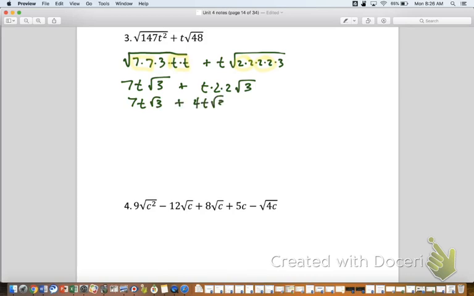root 3. And you realize that not only are they like radicals, the variables are the same too. So they're both t root 3 terms. And since they're both t root 3 terms, they are like terms, can be added. 7 plus 4 is 11. So it'd be 11t root 3 for your final expression. Saw a lot of those as I was walking around. Certainly encouraged by that. Do you have any questions at all about number 3?